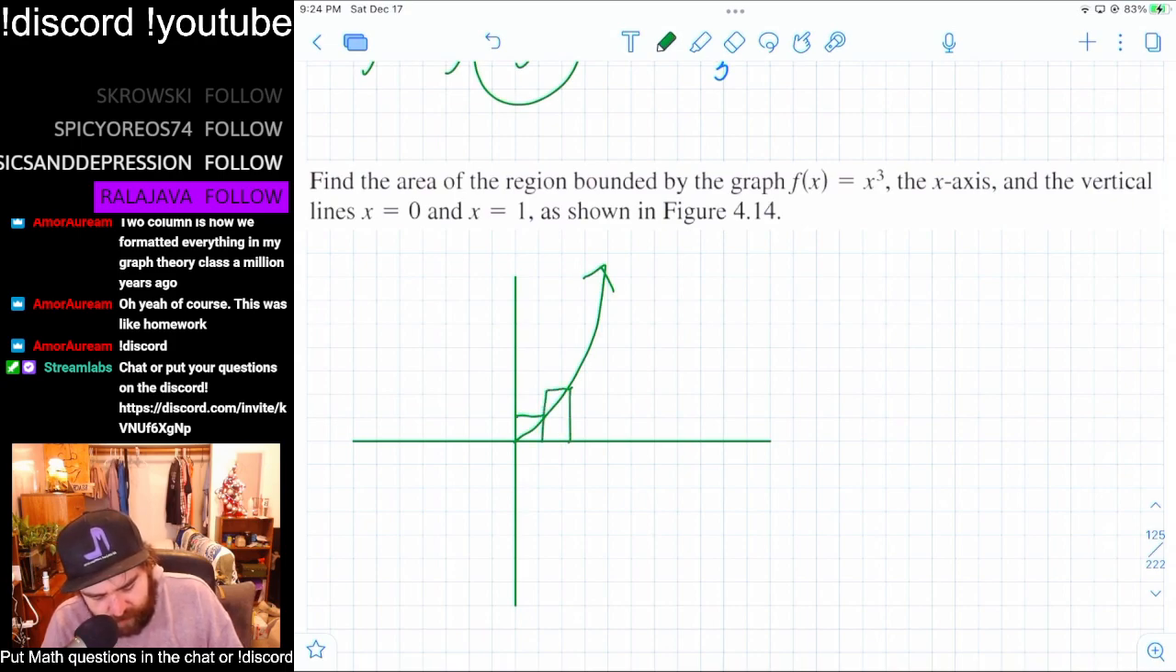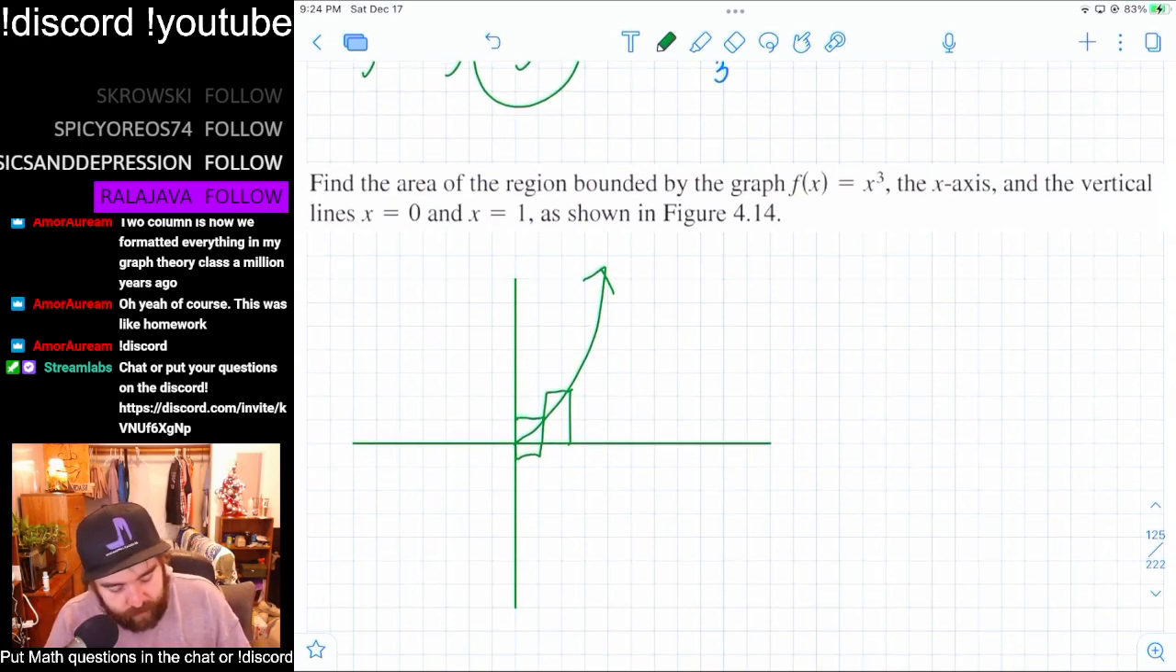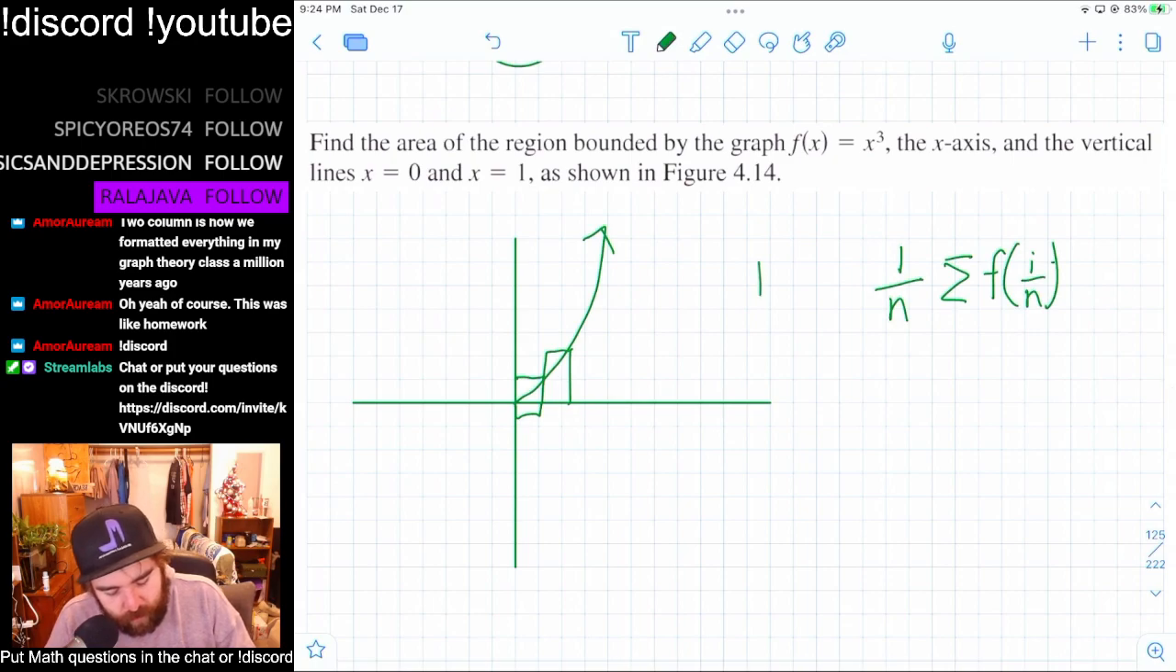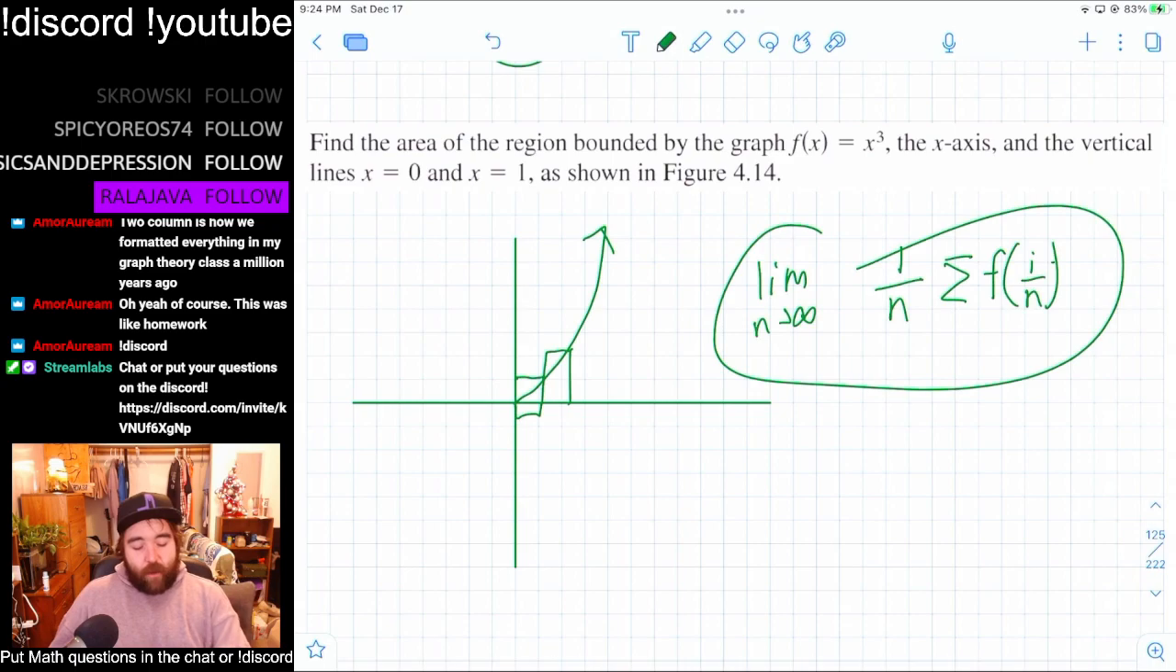So the easier one is going to be the overestimate in this case, right? Because then we're just going to have like the width. So what is it going to be? It's from 0 to 1. So the width is 1. It's going to be divided by n. And then we're going to have the sum of f of, well, i over n, right? However many widths. The widths are 1 over n. So i is which one you're on. Okay. So that's the answer. And then we want to go with the limit as n approaches infinity. So this is the answer. Now we just need to get that answer.